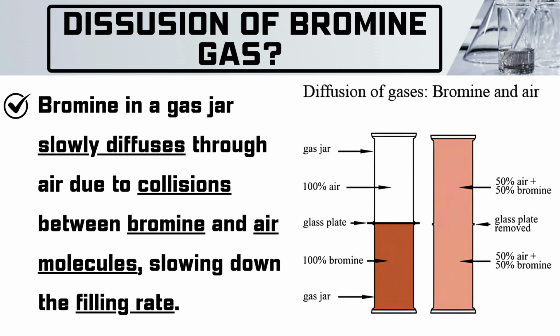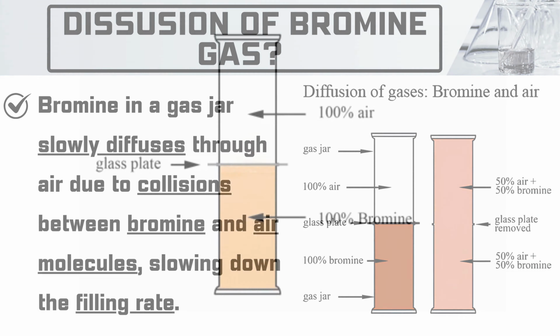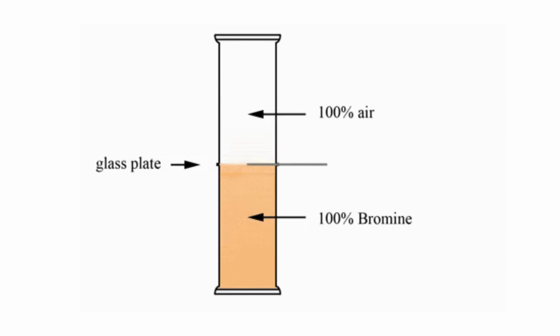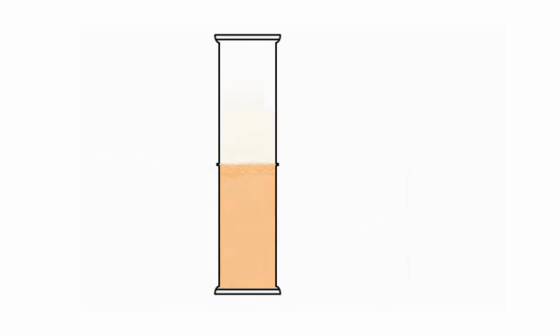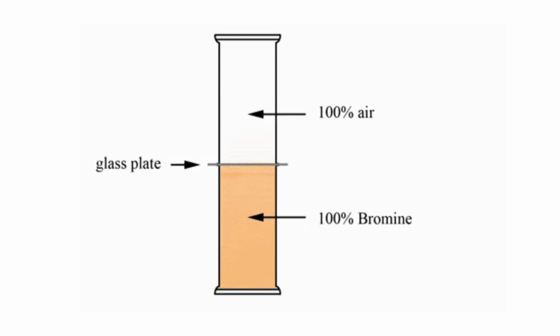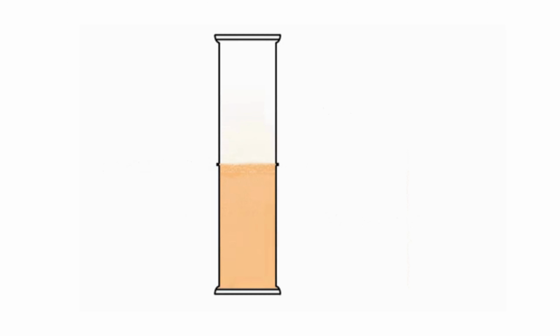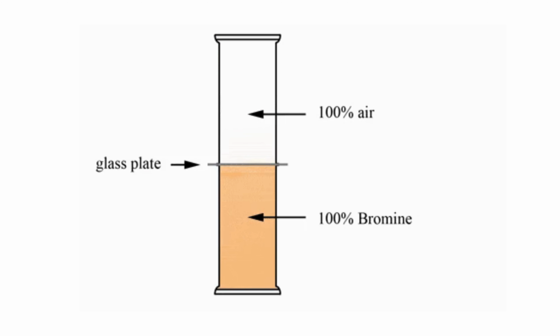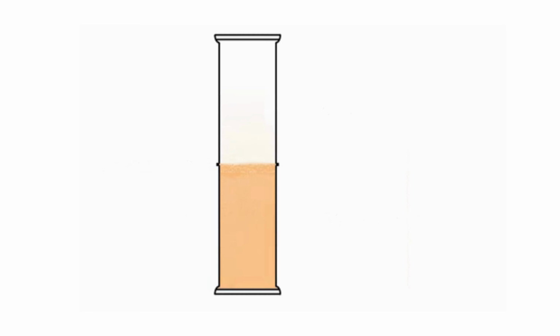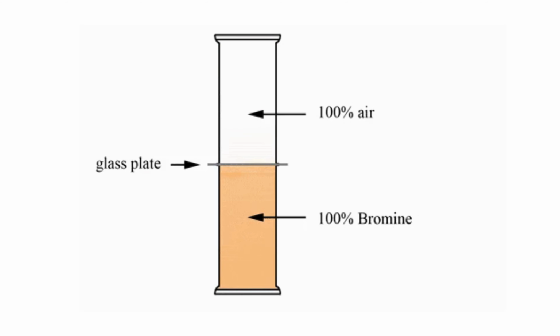Diffusion of gas. We have a gas jar which is 100% air inside, in an upward position. There is a glass plate between it and the bromine gas jar, which is downward and has 100% bromine gas. When we remove the glass plate, we see 50% air and 50% bromine mixed together.